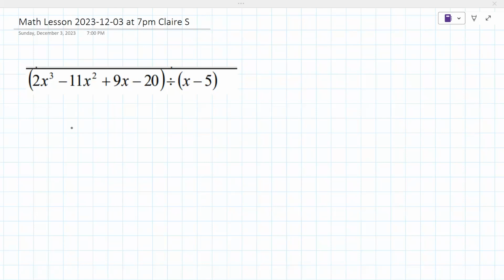So do you remember what goes in the box here when you're doing synthetic division? Which number? Would it be 2? So it's actually what makes the factor equal to zero. What number makes the factor equal to zero? 5. Yes. All right. And you're right. So the coefficients do come down next.